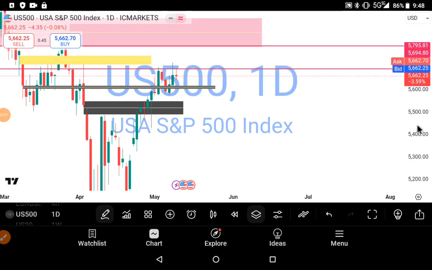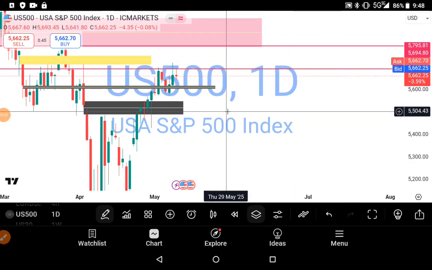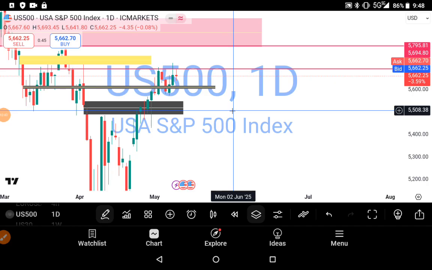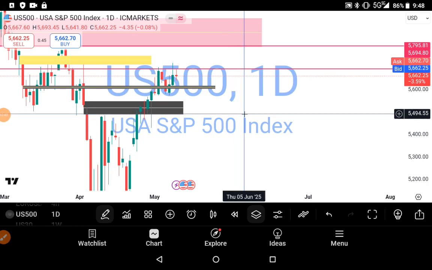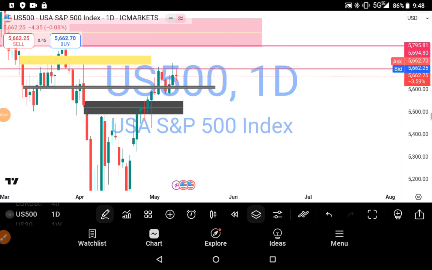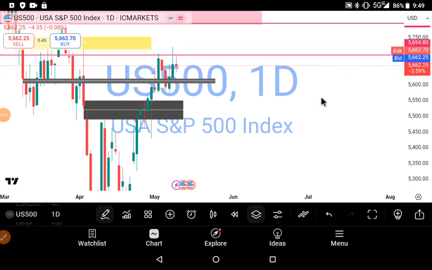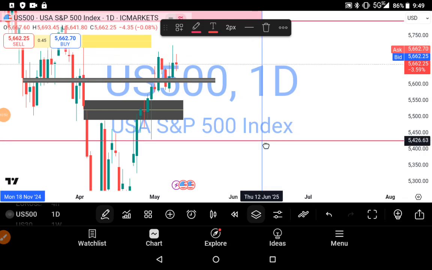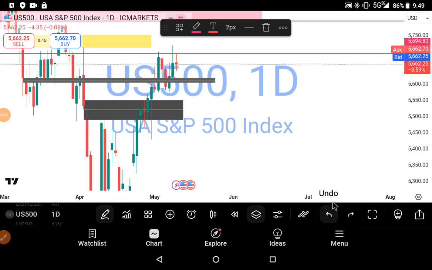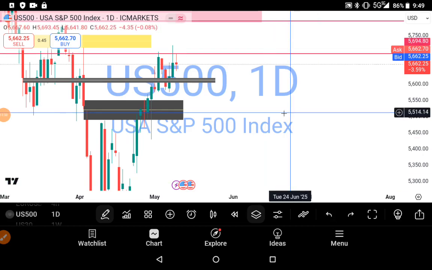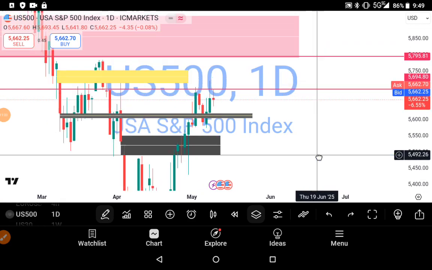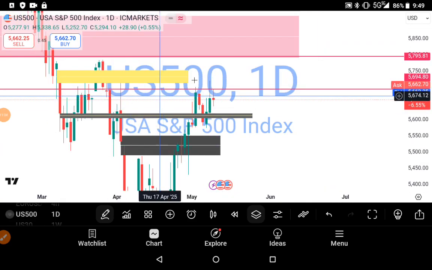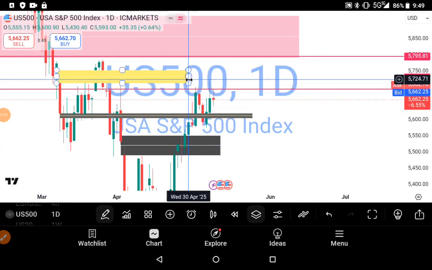Level 5700 was delivered. As long as the level 5700 has been delivered, I'll be interested in the next level, which is the 5800. I'll be expecting the market price has dug into this yellow box here.